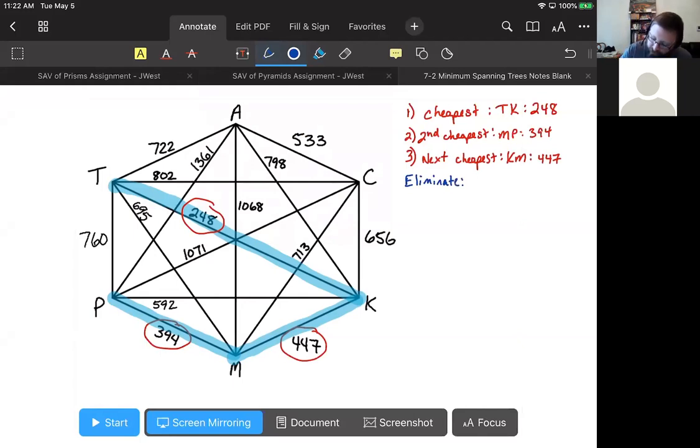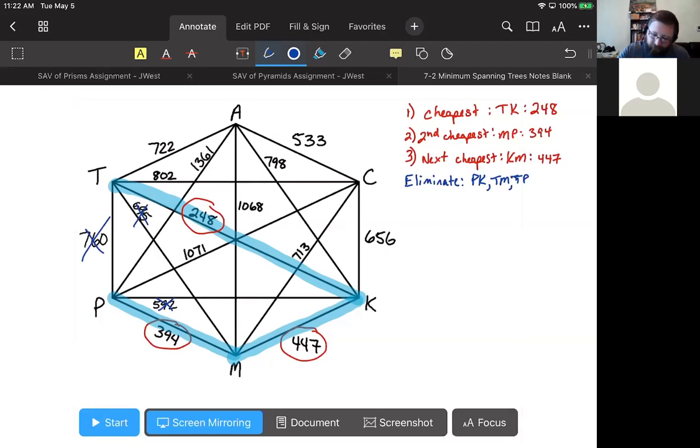Okay, we cannot use PK because that would close a circuit. The 592 is out. We cannot use TM because that would close the circuit. The 695 is out. And we cannot use TP. Although hoarders would be very sad to hear that TP is not available, because that would close a circuit. Okay? I think that's all of our eliminations at this point.